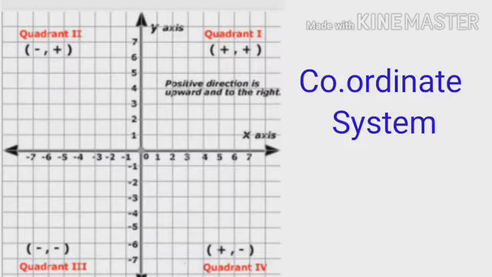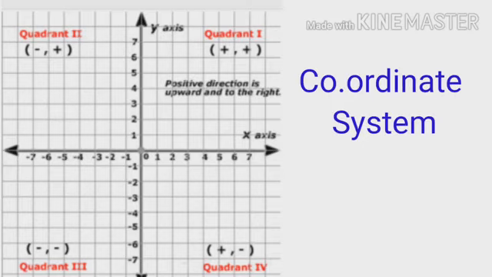Let's revise in short. In a coordinate system, you know the horizontal line is called x-axis and vertical line is y-axis, and point of intersection of x-axis and y-axis is called origin. On x-axis, left hand side numbers are negative and right hand side numbers are positive. On y-axis, upper numbers are positive while the below numbers are negative. Above the x-axis, numbers on y-axis are positive, and below the x-axis, numbers on y-axis are negative.